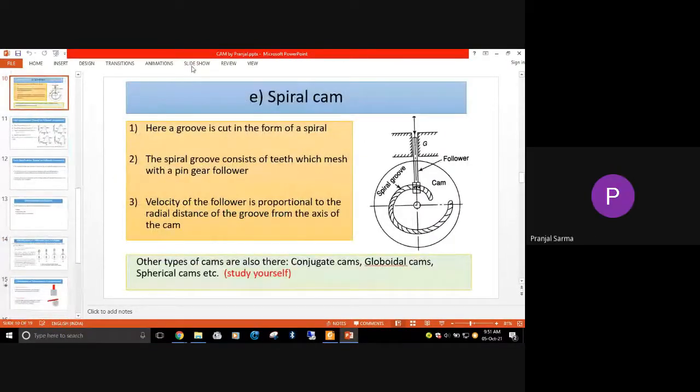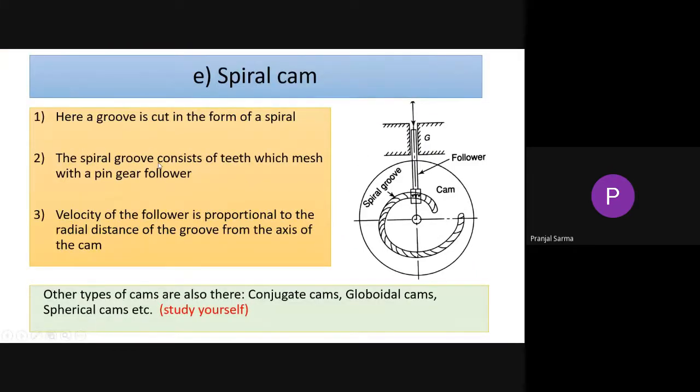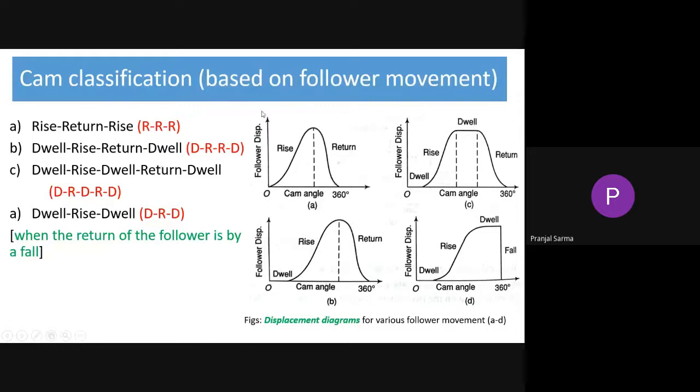Okay. So the next type of cam classification is based on follower movement. That means what kind of motion the follower is getting from that particular cam. Based on that also we can classify the cam and follower pair. By this time all of you already know that.